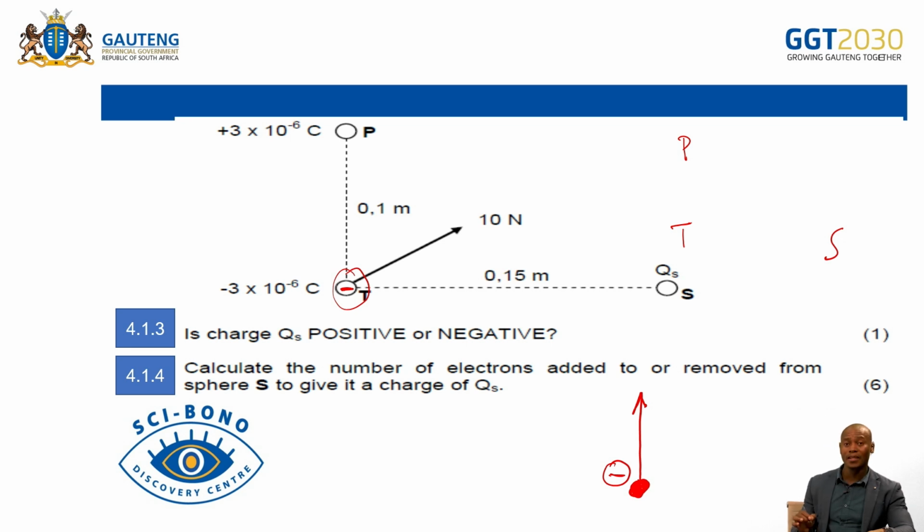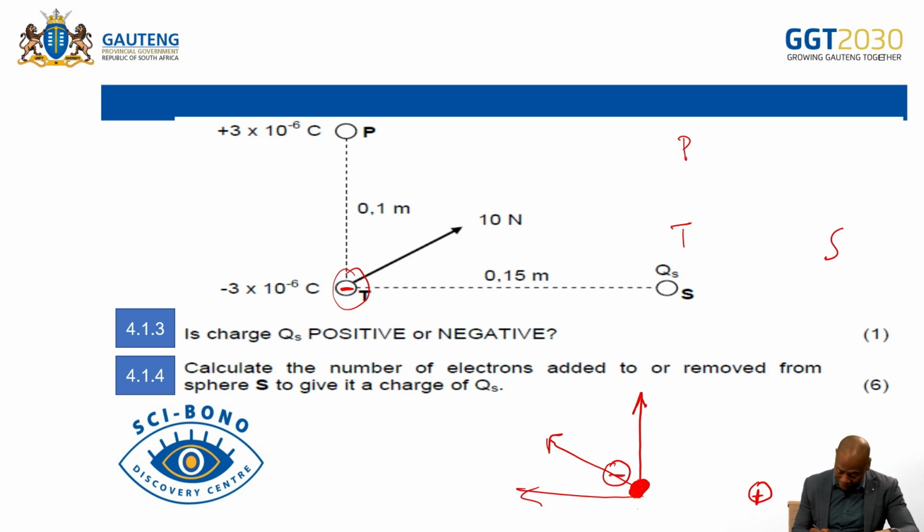Okay? Remember, charge Q is either positive or negative. Let's say S was negative, right? And your T is also negative. So you can see there's a force of repulsion. Then obviously T was going to move in that direction, and your net was going to be like this. Which means that your QS can never be negative. It should be positive.